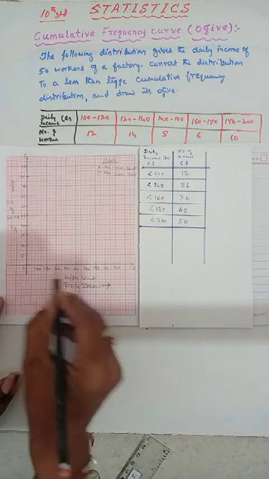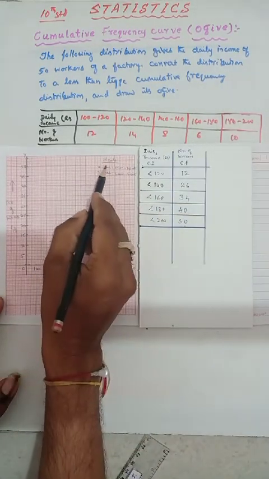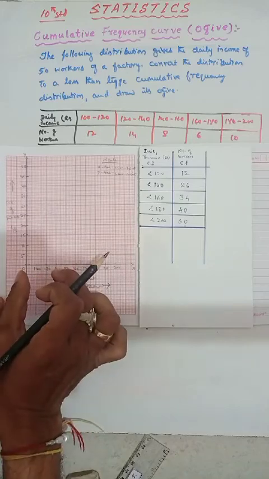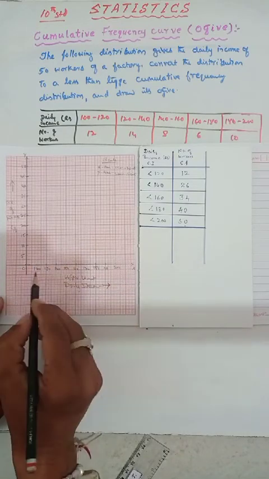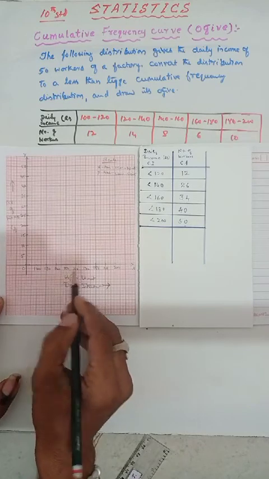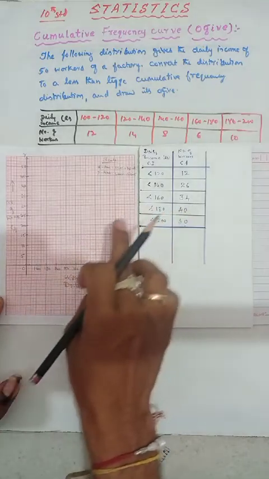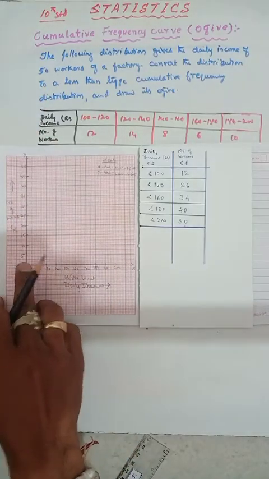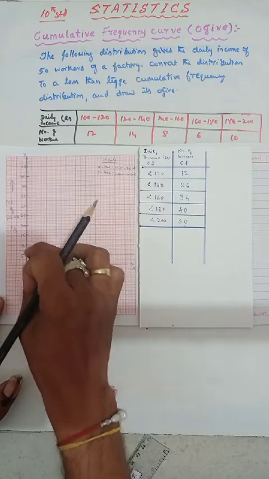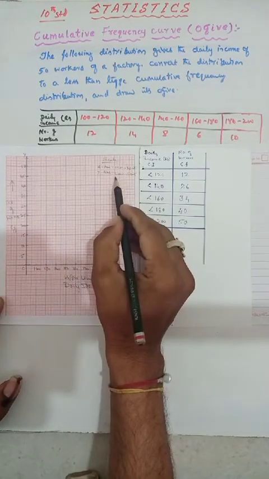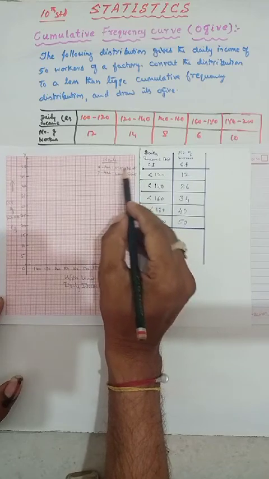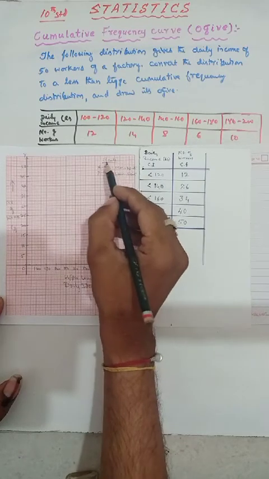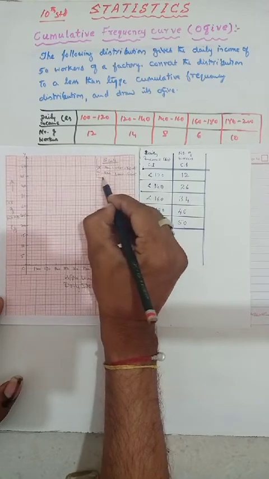You have to choose appropriate units here. On the x-axis we choose 1 centimeter as 10 rupees: 120 to 130, 130 to 140, 140 to 150. Choose an appropriate scale. In the cumulative frequency, 50 is the highest, so you can take 1 centimeter as 5 workers. On the x-axis, 1 centimeter is equal to 10 rupees, and on the y-axis, 1 centimeter is equal to 5 workers. You have to write the scale clearly.